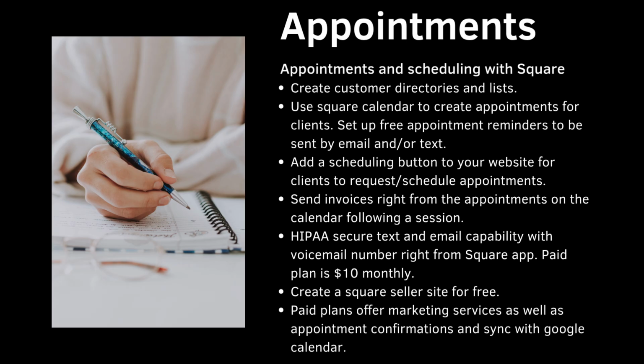If you want to text or email clients securely using your own voicemail number that Square can give you, that's another paid feature on Square. That's about $10 a month. Their paid tiers also offer marketing campaigns and they sync directly with your Google Calendar so everything stays in one place. So again, these are just a few of their additional features that they offer that are paid. You can look into those if you are interested, or you can just use the free plan.